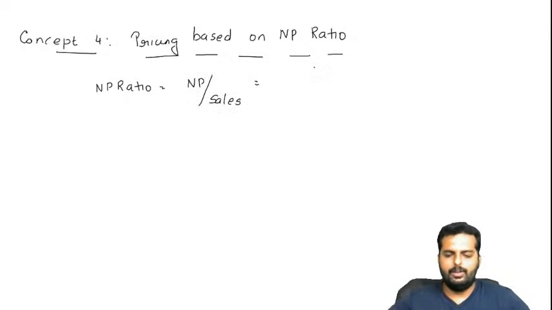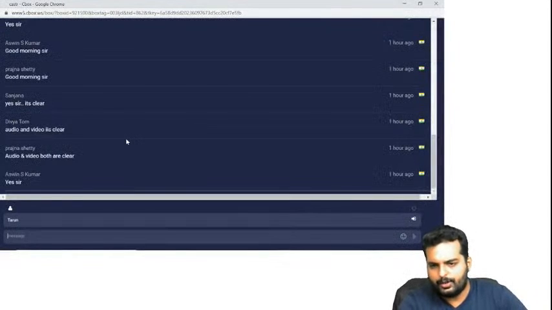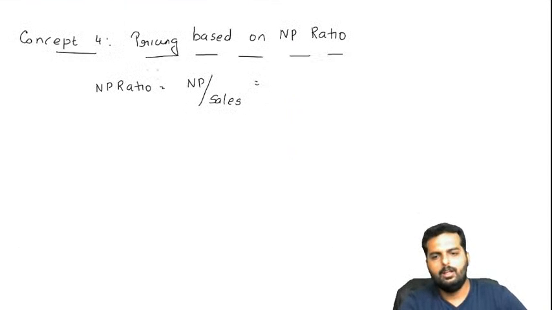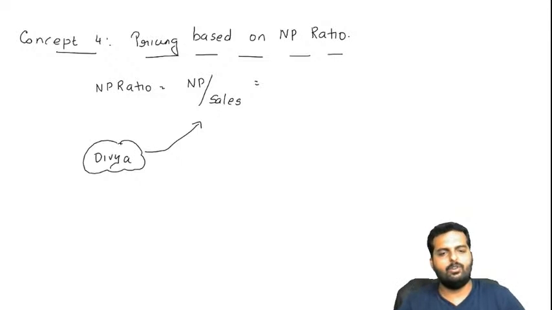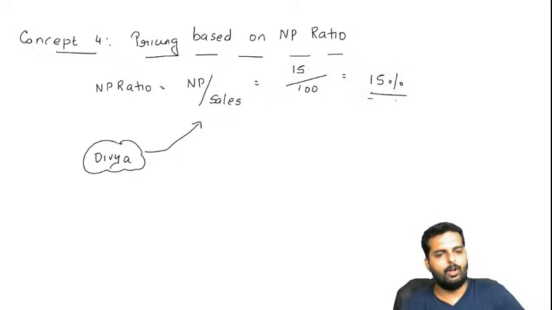Okay, suppose we'll take one person from this classroom. Suppose we are talking about Divya. Let's assume Divya is a person who believes in NP ratio, and she's already having a business where if she's selling for 100, she gets 15 in her hands. So her NP ratio will turn out to be 15 percent. Assume that is the target, or let's take it as 20, so that we don't have any complications with 15. 20% is the NP ratio that she is desiring.